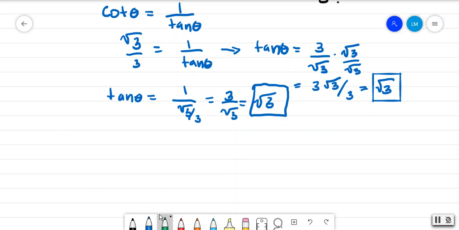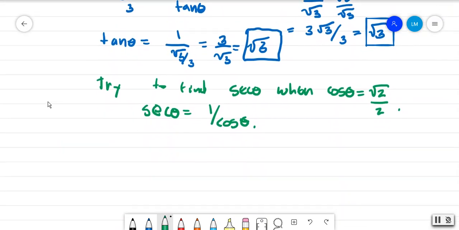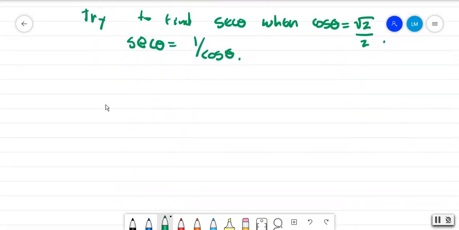Okay, so what you can probably do on your end is try to find secant of theta when cosine of theta equals the square root of 2 over 2. Now, one way you can look at it is the same way as you did over here, because you know that secant of theta is equal to 1 over cosine of theta. Okay, so that's what you look at when it comes to the reciprocal identities.